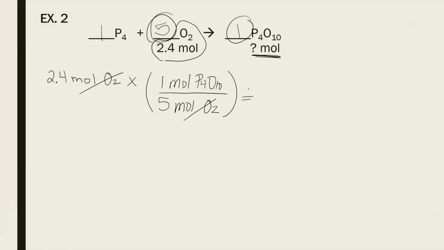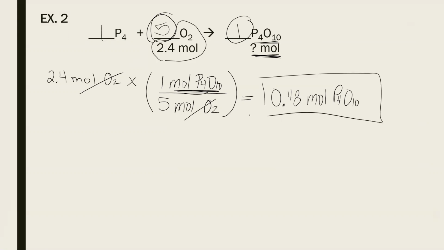And you should get 0.48. Unit is moles of P4O10, and that's right here. And it's also right there. Okay, and I like 2 decimal places. Don't round like crazy. Okay, so that's mole ratio.